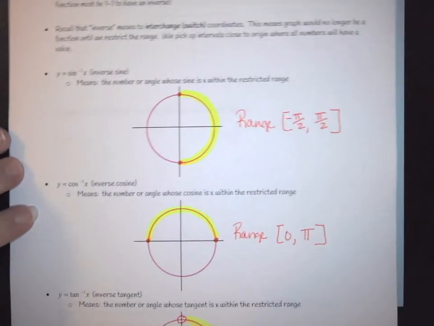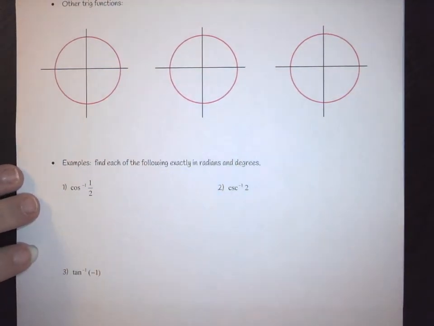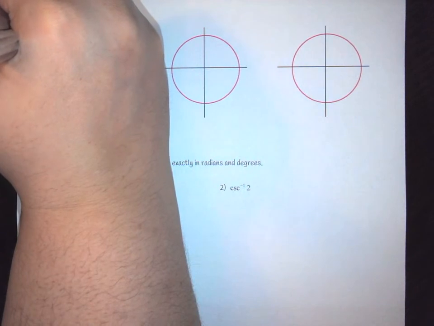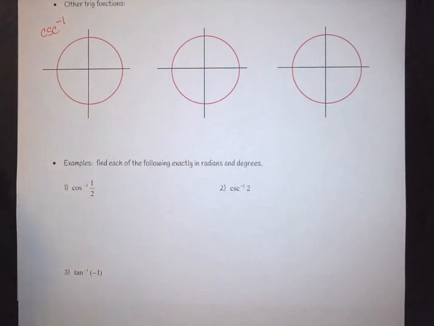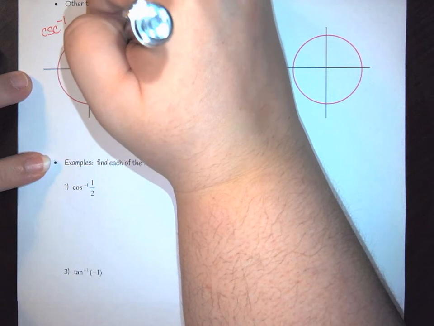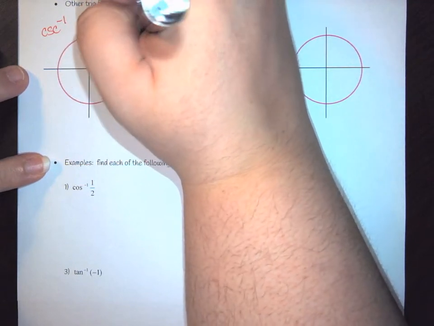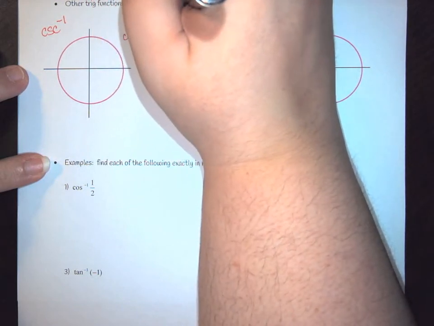Now with that, we also have restrictions for the other trig functions, or as we sometimes like to call them, the minor functions. These would be the cosecant, the secant, and the cotangent. For the first one, if we look at the cosecant to the inverse power, we have to remember that the cosecant inverse of x is going to be the same as the inverse sine of 1 over x.